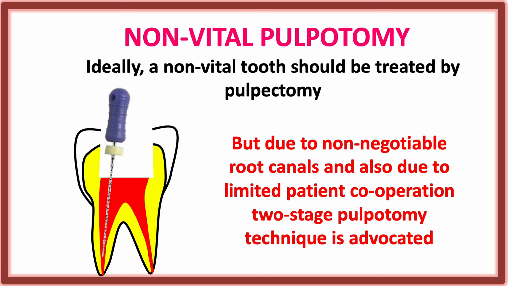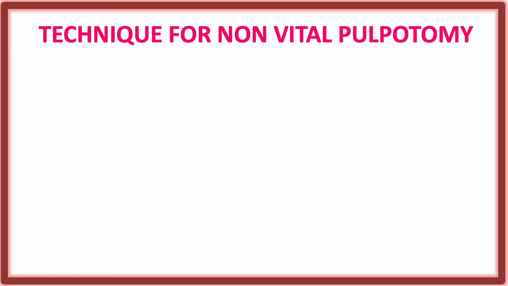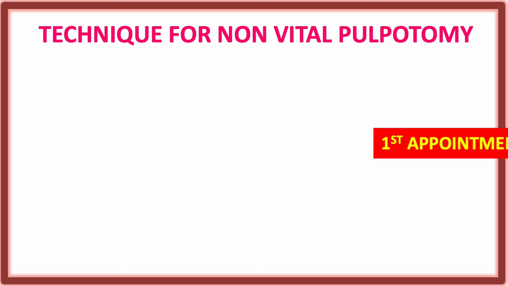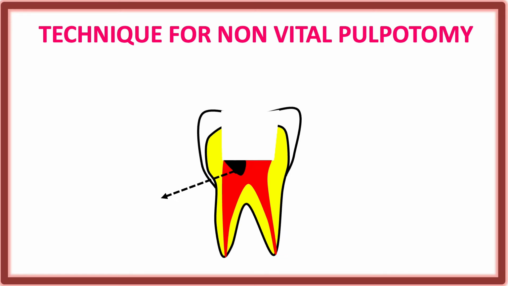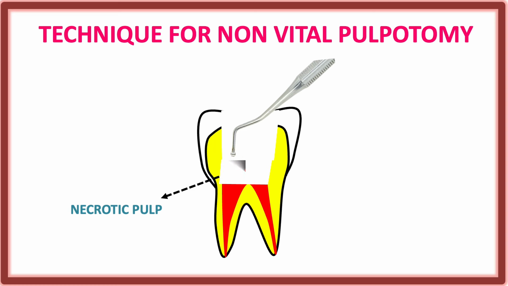So we are going to perform a two-stage pulpotomy. And what is this two-stage pulpotomy? Let's see. This non-vital pulpotomy is performed in two appointments. So what are we going to do in the first appointment? Look at the figure. Here we have a necrotic pulp, where a part of the pulp tissue has become necrosed. Now, first of all, we are going to remove the necrotic pulp with the help of a spoon excavator.